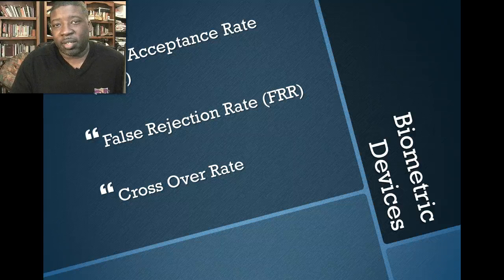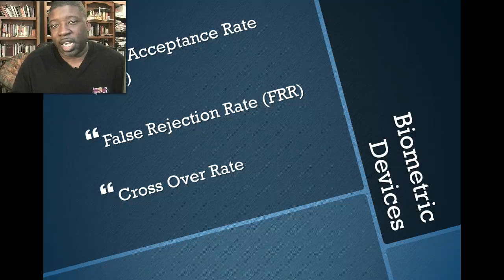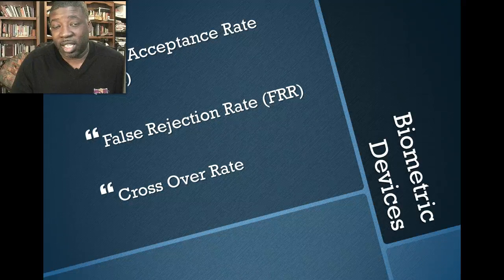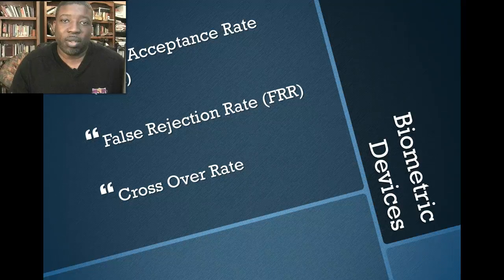Now let's say Joe Schmo comes in and he types in or puts in a fingerprint, and he's not supposed to have access, and he is given access. Then that's your false acceptance. You're falsely accepted into the system.